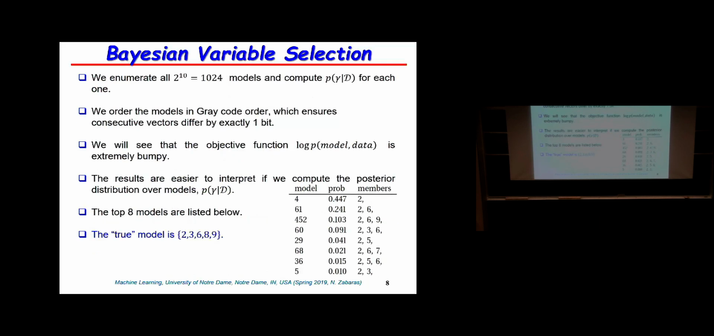In this problem, the true model includes variables 2, 3, 6, 8, and 9. If you somehow compute the marginal likelihood for all the models, and you rank them on posterior probabilities like this, you will see that you know where 2, 3, 6, 8, and 9 are. Maybe, I don't know if it's further down, but somehow you don't see it here.